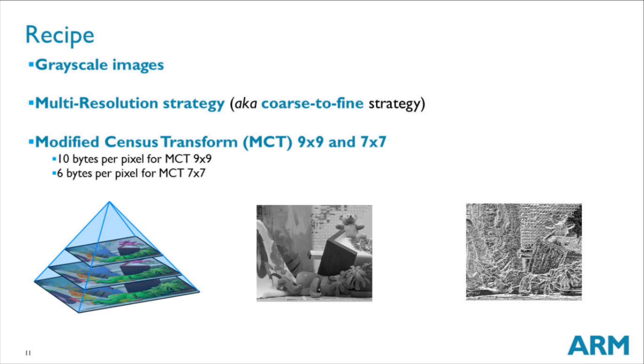Okay, the implementation adopted. We have three main ingredients in our recipe. We use grayscale images, so single channel. We adopted a multi-resolution strategy, also known as coarse-to-fine strategy. And we used the modified Census Transform 9x9 and 7x7 in order to improve the reliability of the disparity map under different light conditions. The modified Census Transform replaces each byte of the grayscale image with an N-byte string. The length of the string depends on the size of the modified Census Transform. In the case of 9x9 and 7x7, we replace each byte with 10 bytes per pixel for the 9x9 and 6 bytes per pixel for the modified Census Transform 7x7.